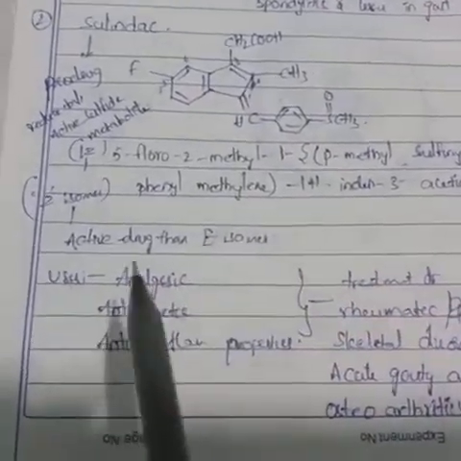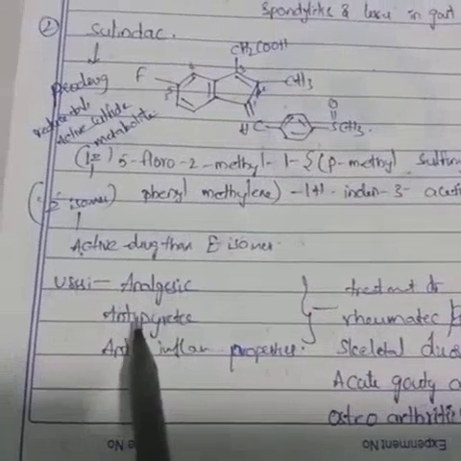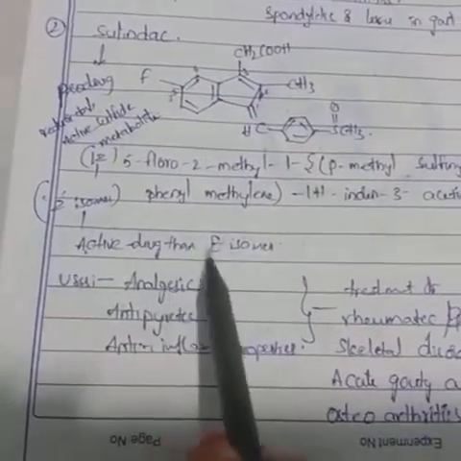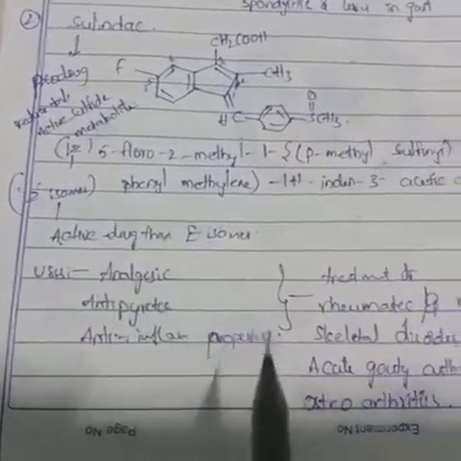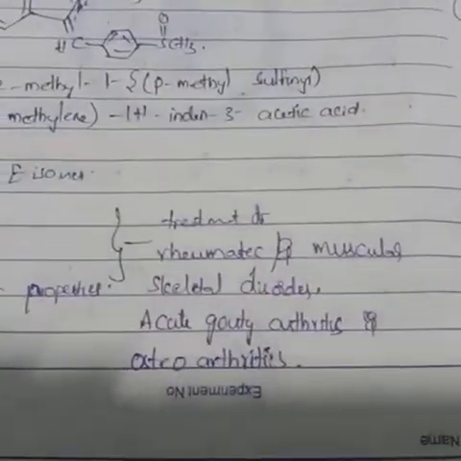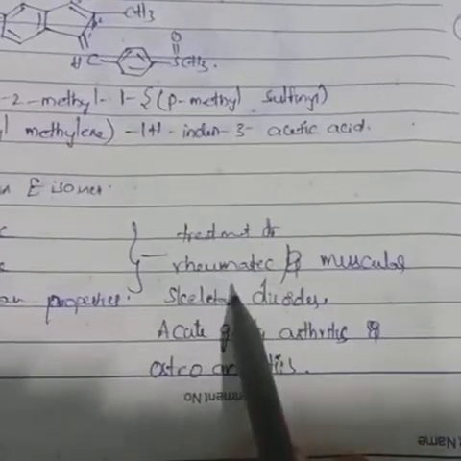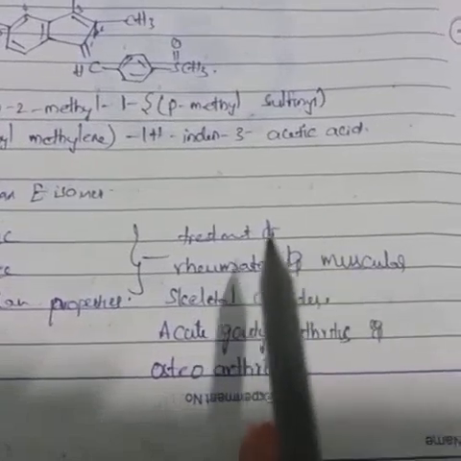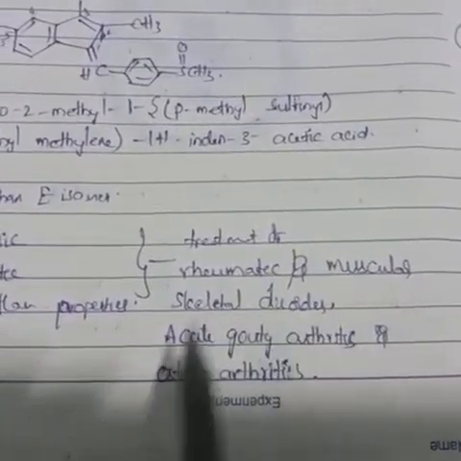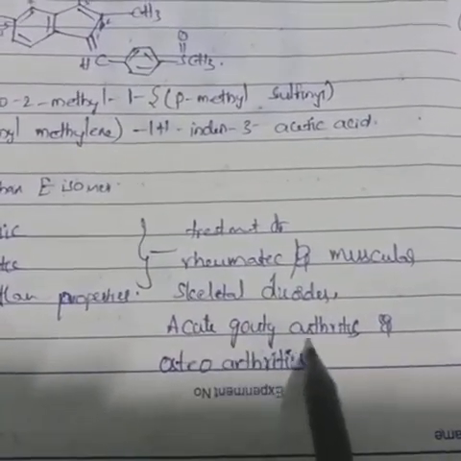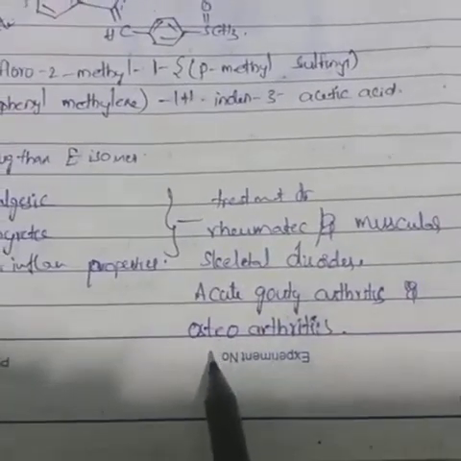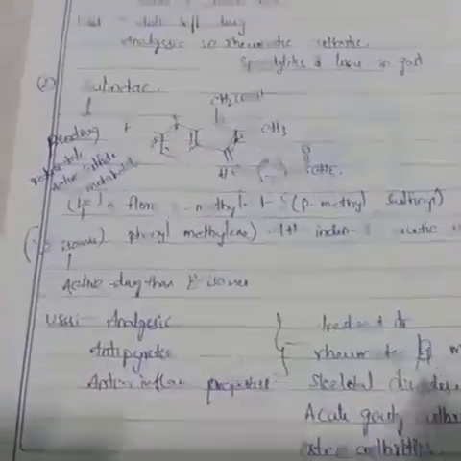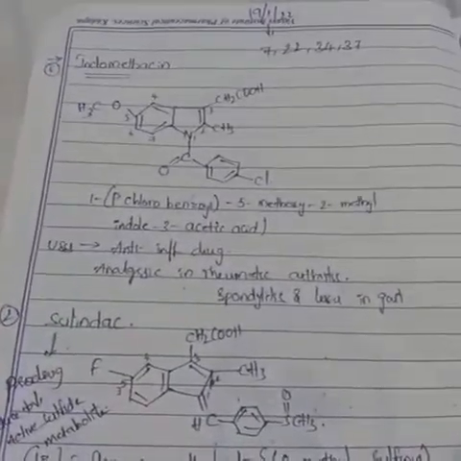Coming again to the general uses: it acts as analgesic, antipyretic, and anti-inflammatory drug. All these properties are there for this Sulindac. It is used in the treatment of rheumatoid arthritis and muscular, skeletal disorders, rheumatic, muscular, and skeletal disorders. It is also used in acute gout arthritis and osteoarthritis. These are the uses for this Sulindac. Before this we have seen Indomethacin.